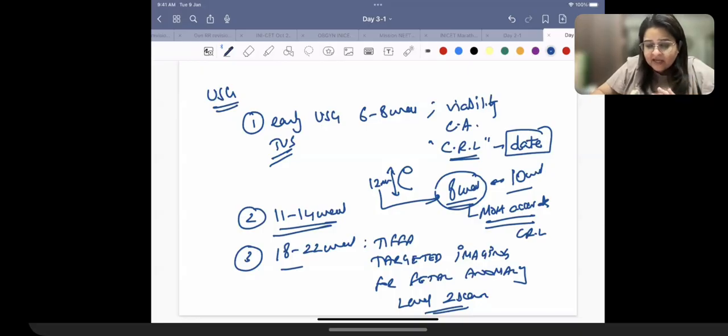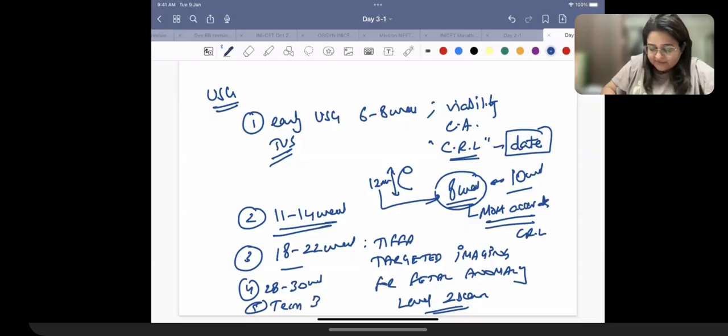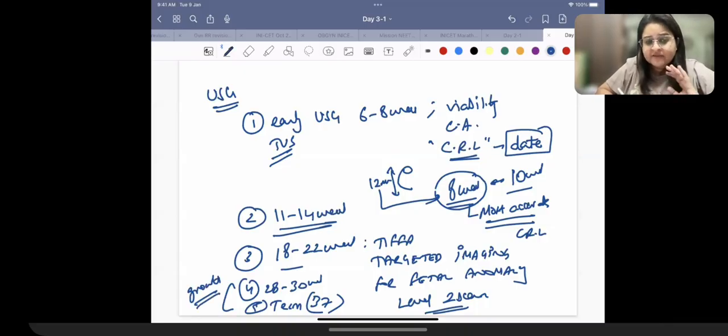Then the remaining scans in the third trimester, usually we get a scan done around 28 to 30 weeks, and then we get a scan around 36, 37 weeks. But the other scans, so we get a scan done at term, that is 37 weeks. These other scans are very variable. You can choose to get more, you can choose to get less. These are basically to look for fetal growth and fetal well-being. But these are your basic scans, right?